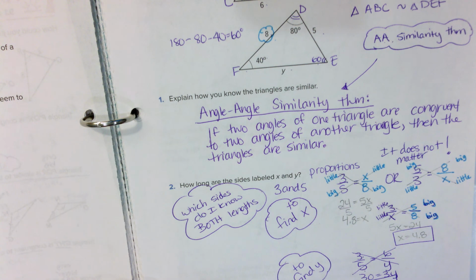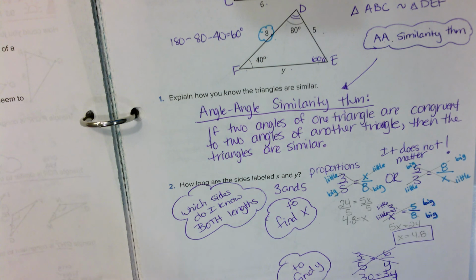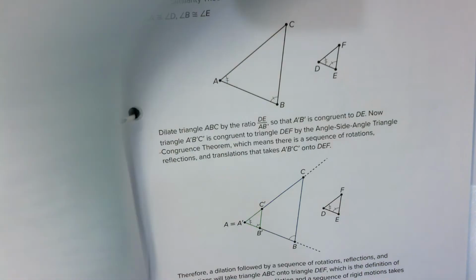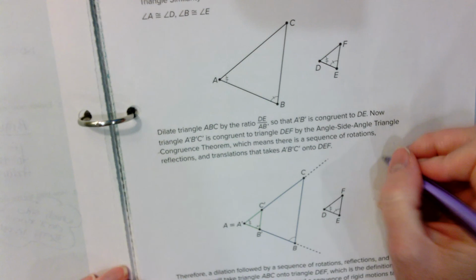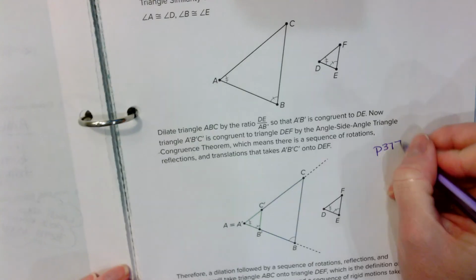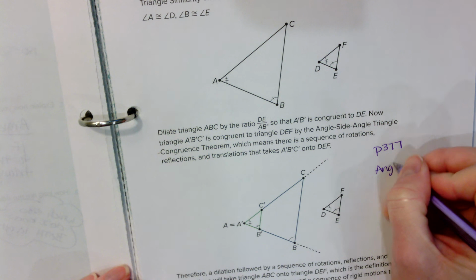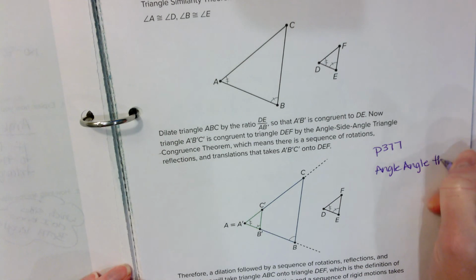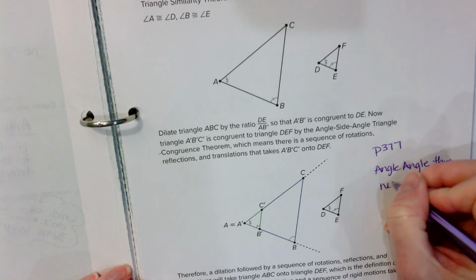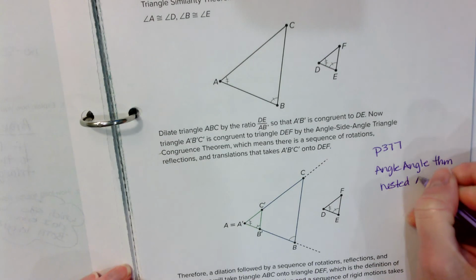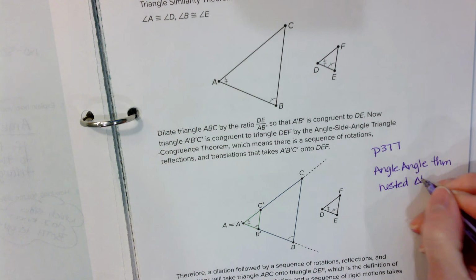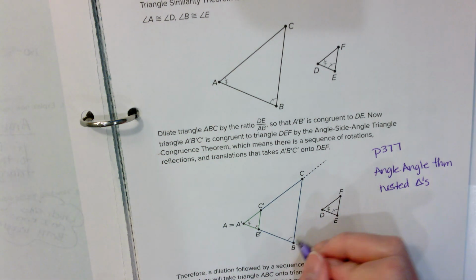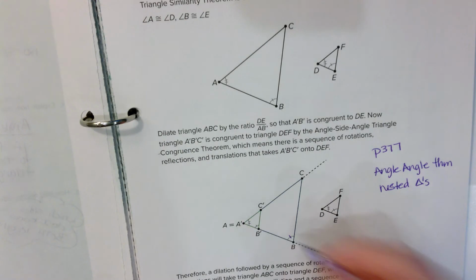Awesome. So how do you see this? Flip in your books to the next page, which is 377. The most popular way we see the angle-angle similarity theorem is in the nested triangles. In nested triangles, not always, but a lot of times you use this because of parallel lines. For example, go ahead and mark a little tick mark here.